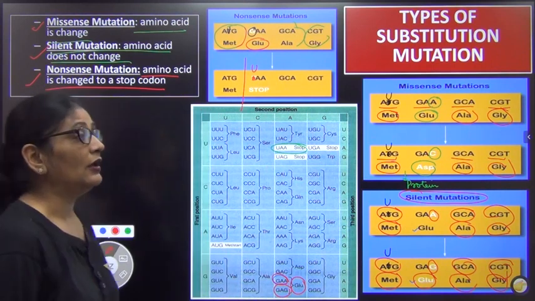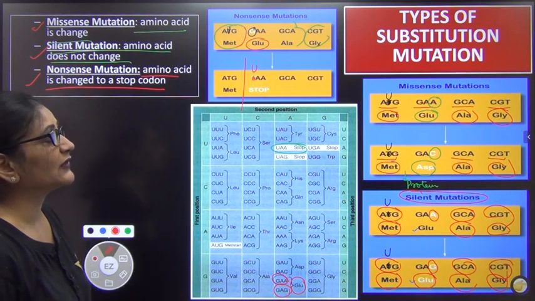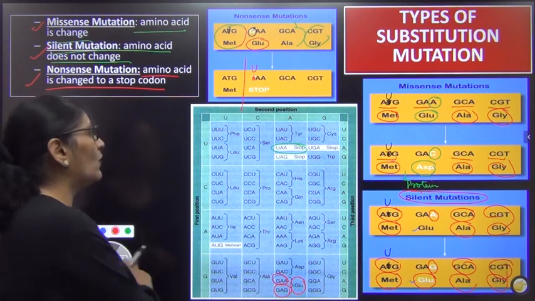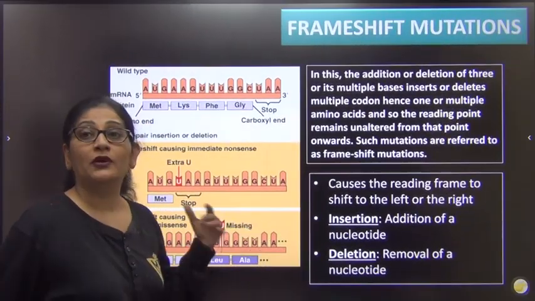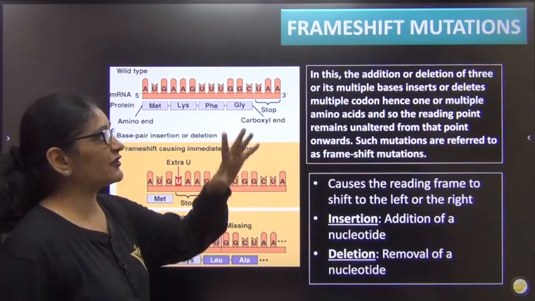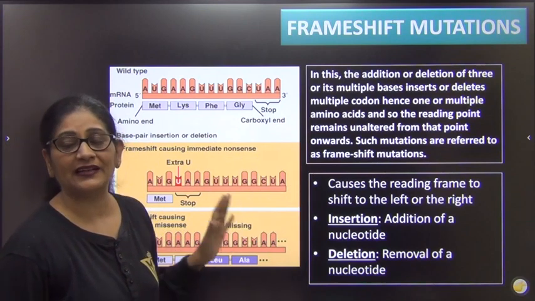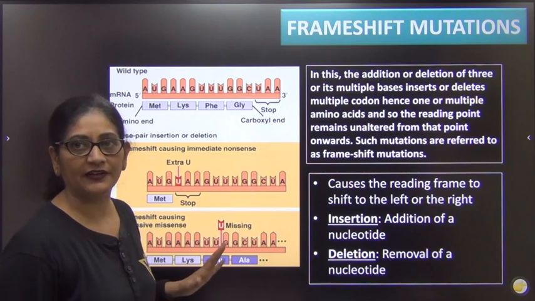Right? So now I have taught you about the substitution mutation. I told you that there are two types of gene mutation. One is substitution mutation or point mutation. Next type of gene mutation is frame shift mutation. What I have written here, I'll just read it out, but you will not understand it now. Gradually, as I teach you, you will understand what I have written here.